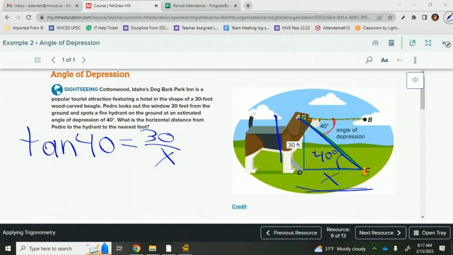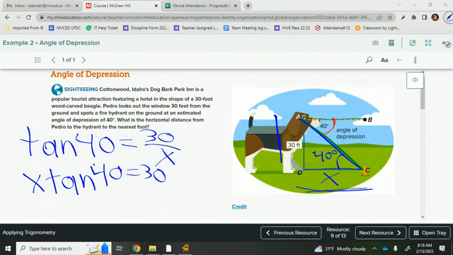So this is kind of similar to that problem we did earlier. We have the x on the bottom now. What's the first step that we're going to do? If we're divided, we got to multiply. But what are we multiplying? X, yes. So we're going to bring that x over. It's going to be x tangent of 40, set that equal to 30.